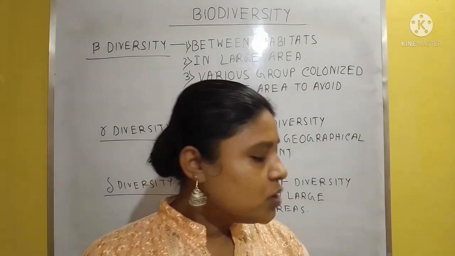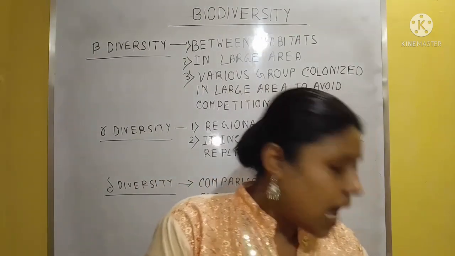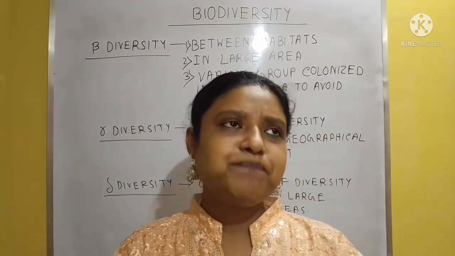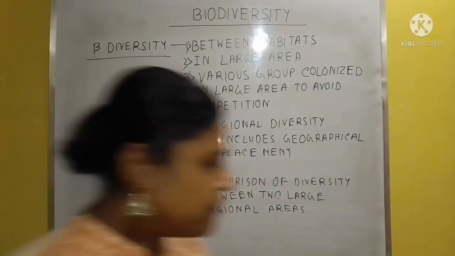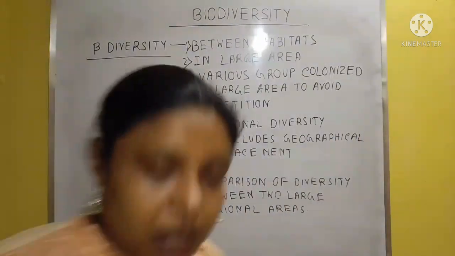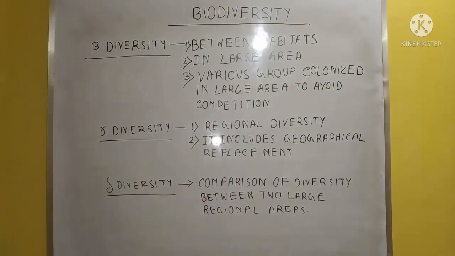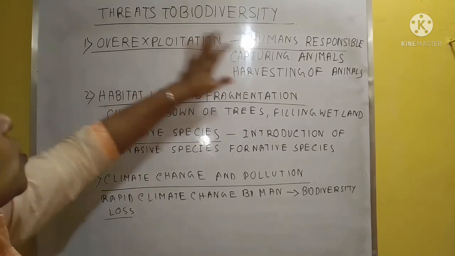Okay, clear? So these are the different kinds of biodiversity we learned, and now we will learn the uses of biodiversity and how biodiversity decreases. So first we wrap this up, and then we learn the uses and the destruction of biodiversity. Clear? Okay, now we learn the threats to biodiversity.